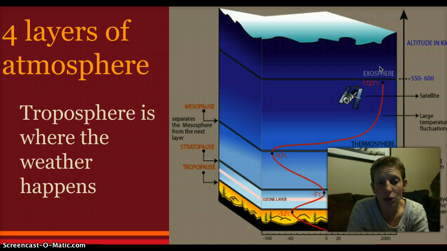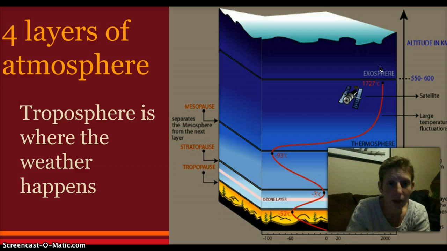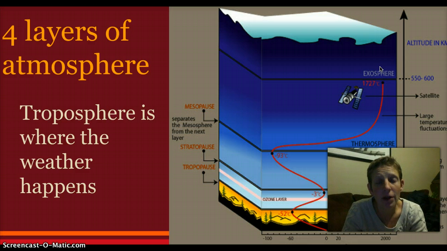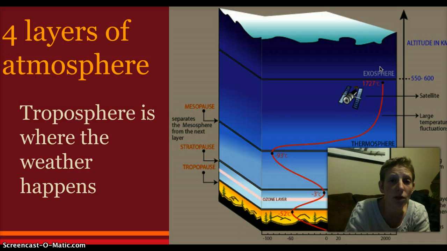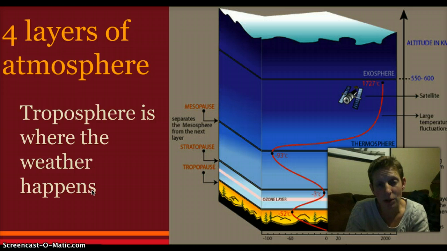First, things you should know for this quiz are the four layers of the atmosphere. Going from the Earth and moving up, we have the troposphere, stratosphere, mesosphere, and thermosphere. We've gone over this a lot, so for this quiz, focus on the fact that the troposphere is where the weather happens. We've been talking a lot about weather events, and all of those weather events are pretty much happening within the troposphere.